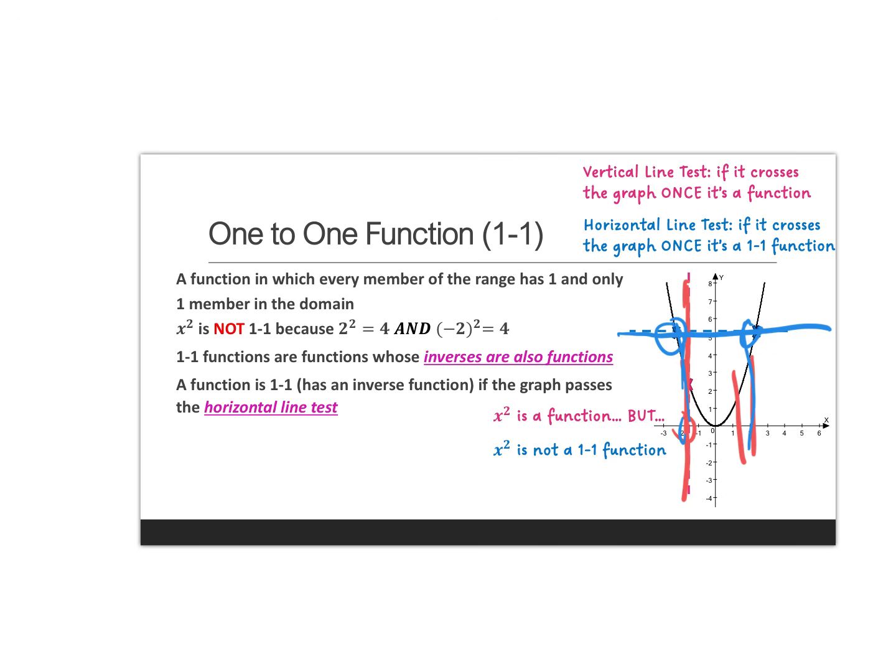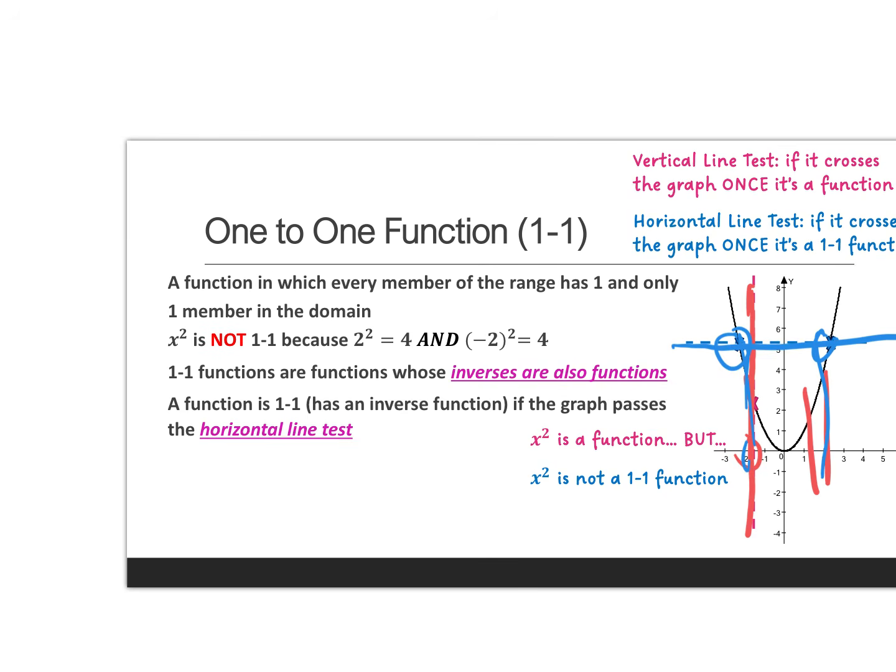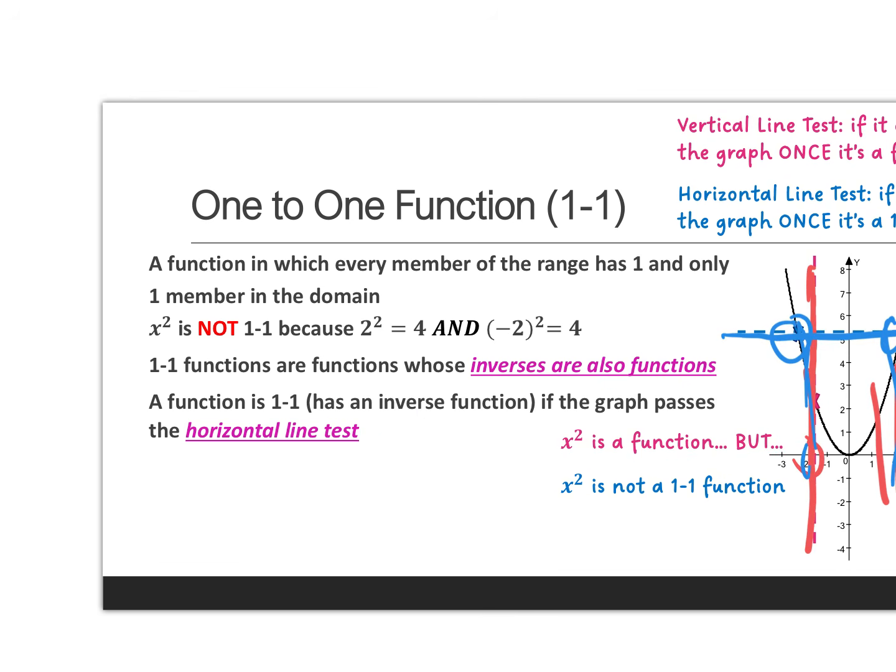So a parabola is a function, but it's not one-to-one. So x squared is not one-to-one, because 2 to the second, which is 4, and negative 2 to the second also is 4. So you have the same y value with two different x values.